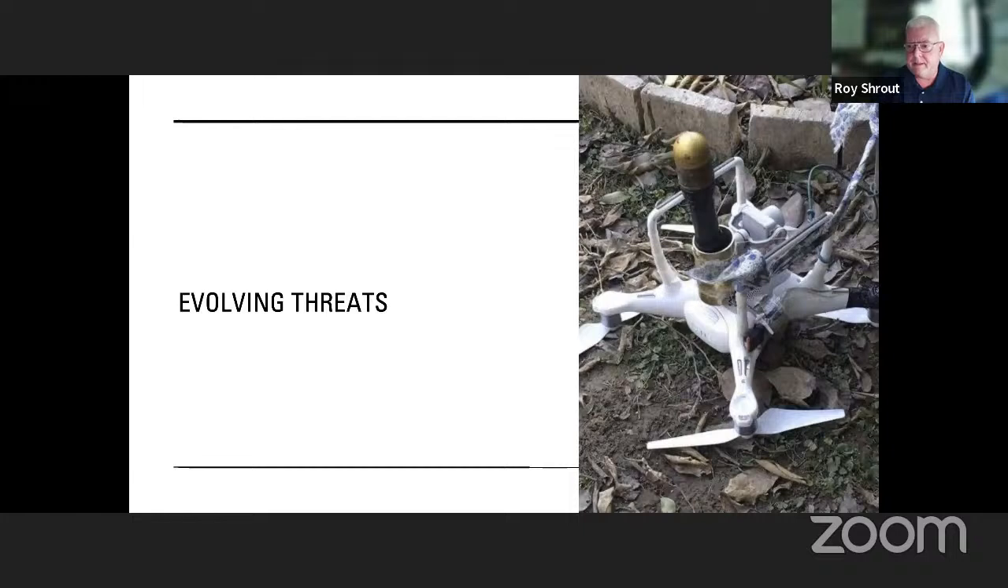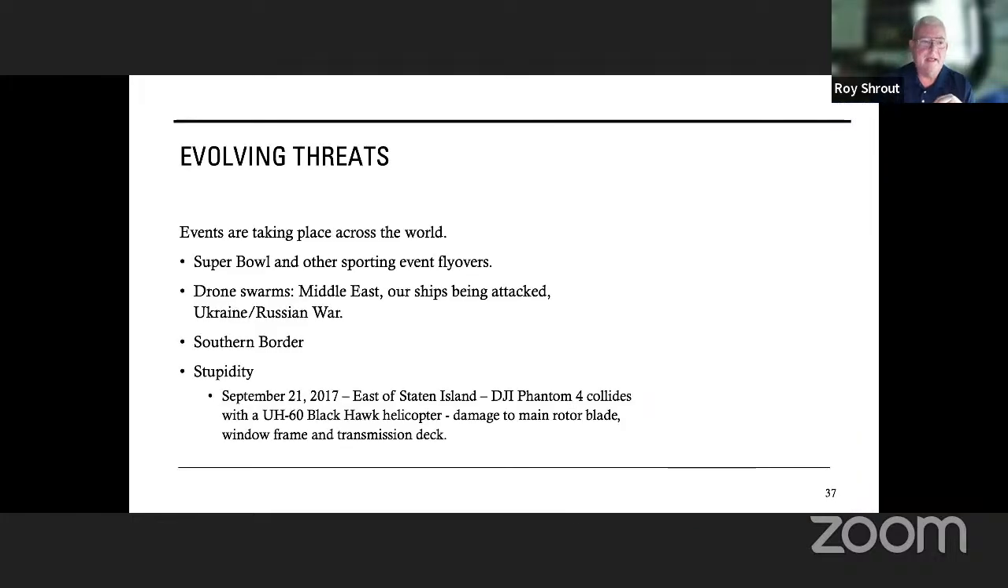Evolving threats. So you see this is upside down, but you can see there's a grenade affixed to this particular drone. So right now there's events taking place across the world. And obviously all of you already know this. We have massive interdiction issues at the Super Bowls. They have lots of interdiction capabilities at the Super Bowls.